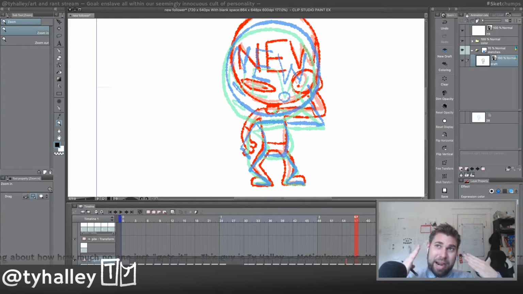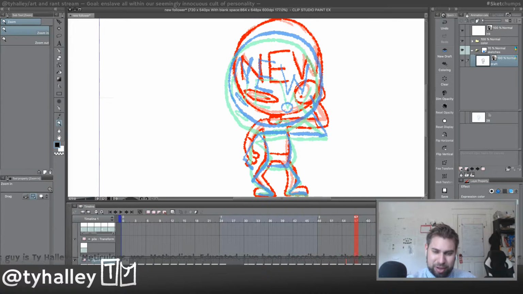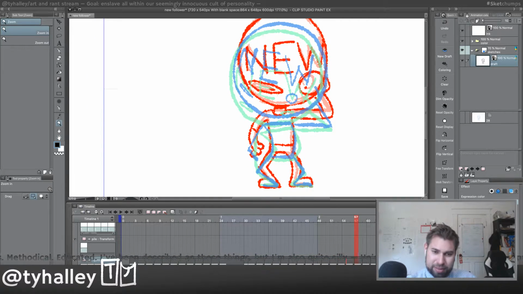Man, dividing out your brain to look at one color at a time, but also keeping all colors in mind, because each one of these colors means something. The blue one is the sketch reference for this specific frame. The red is the previous frame. The green is the next frame, which is a sketch still because I haven't gotten to it.